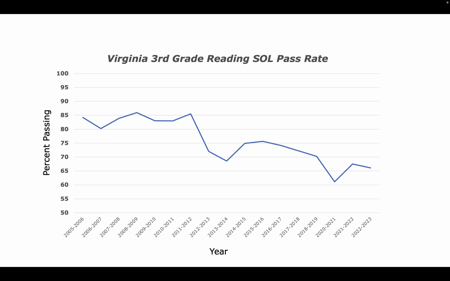You can see between 2011 and 2013, the passing rate for third graders went from 85 down to below 70, in the 60s. And it went up a little bit, and then it just sort of continued to decline. And there was a significant dip in 2020, and I think we can all sort of guess why that is the case. But we seem to be on a continued downward trend for reading pass rates.